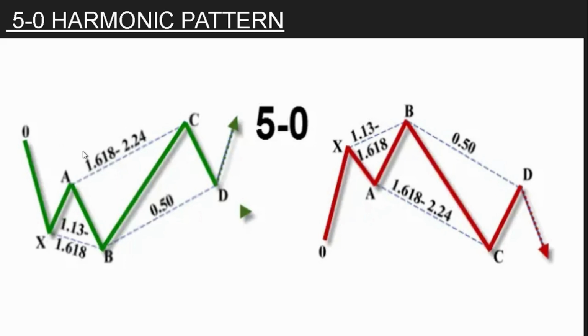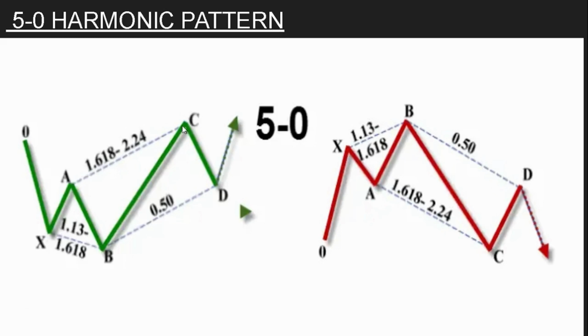The second condition here is B. This point B should be 1.13 to 1.618 of the XA leg. So that's the second condition. The third condition here is that point C should be 1.618 to 2.24 of the AB leg. C should be 1.618 to 2.24 of the AB leg.